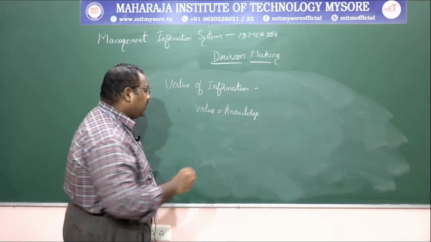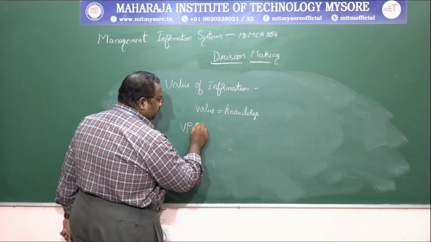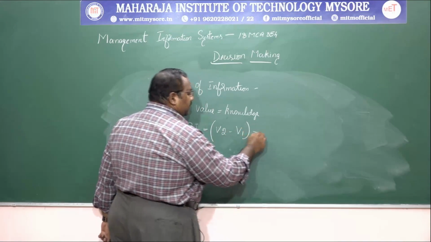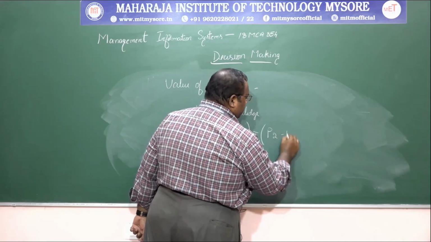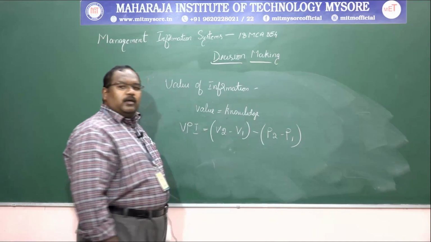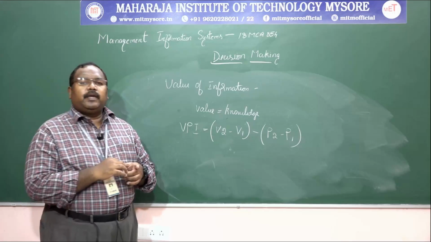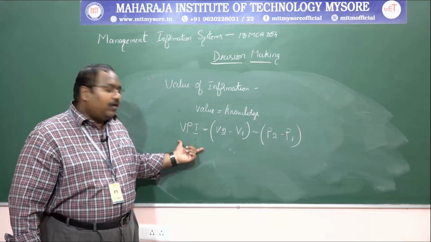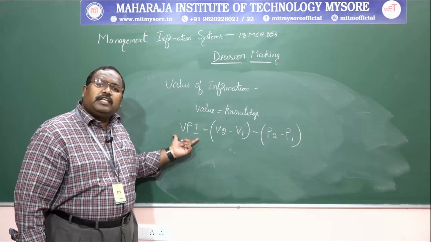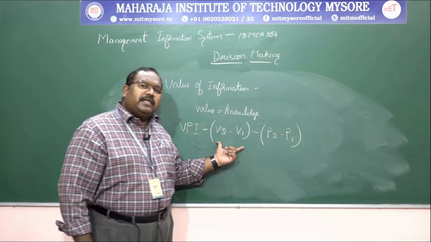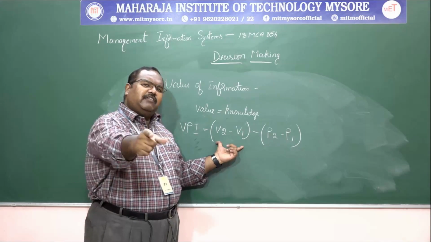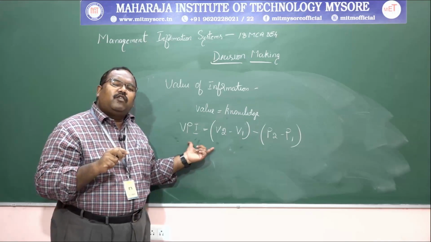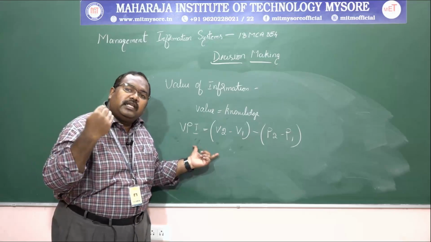Let us look into the beautiful equation. What is VPI? When we talk about VPI, it is the value of perfect information. When the VPI value is high, then obviously that information has a high value in it. If the VPI value is very low, then we say that the value of information is very low or it is totally zero.